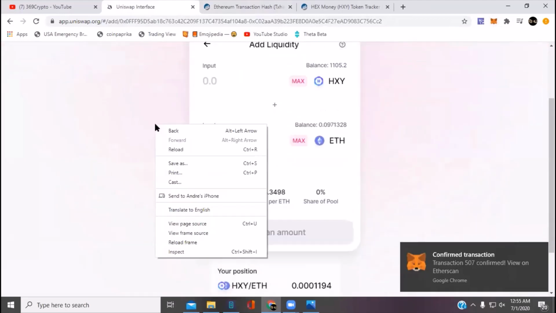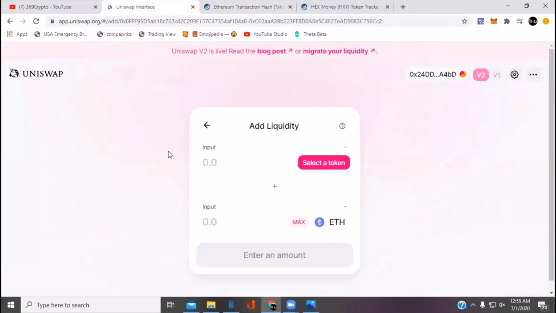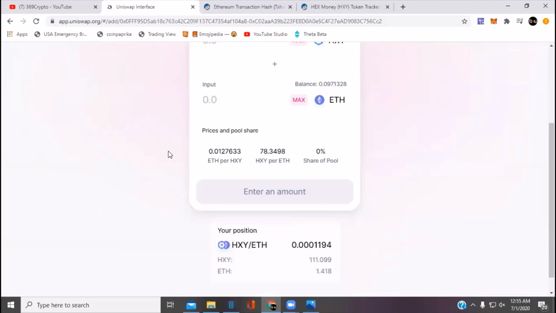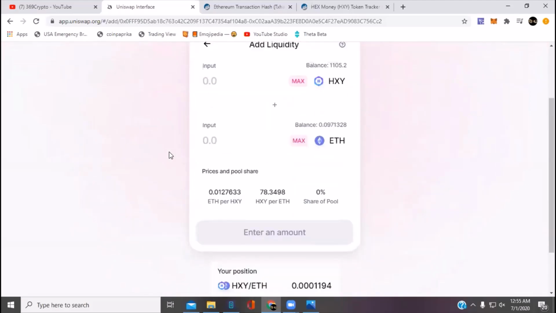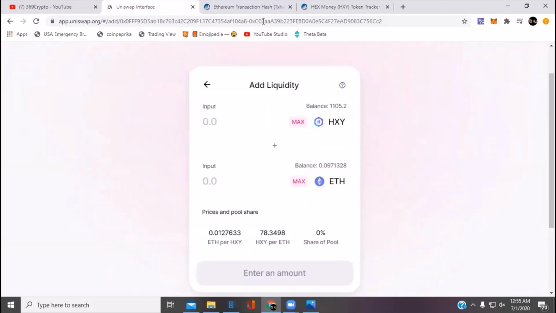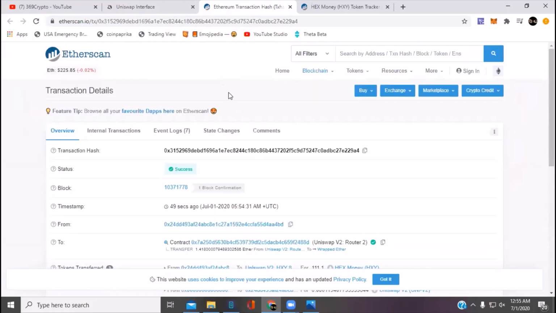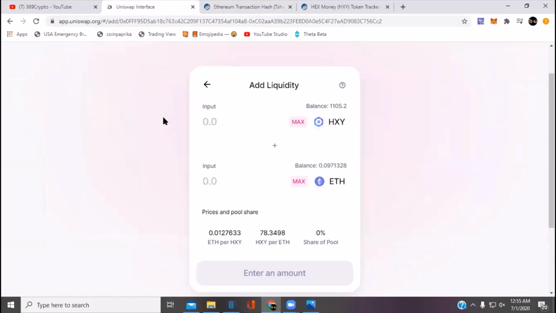Let's refresh this real quick and see if it shows up as our share. It's a 13-second block, so it's going to take a second to show up. Transaction hash, one block confirmation. We'll wait for a couple more block confirmations, but basically that's it. We added liquidity to the Hexy and ETH pair.